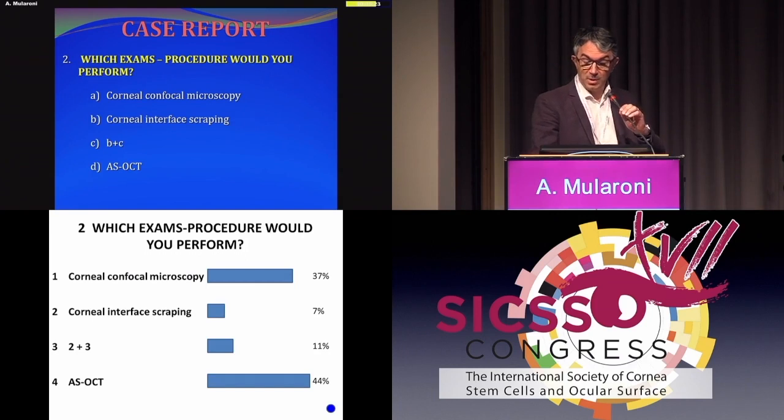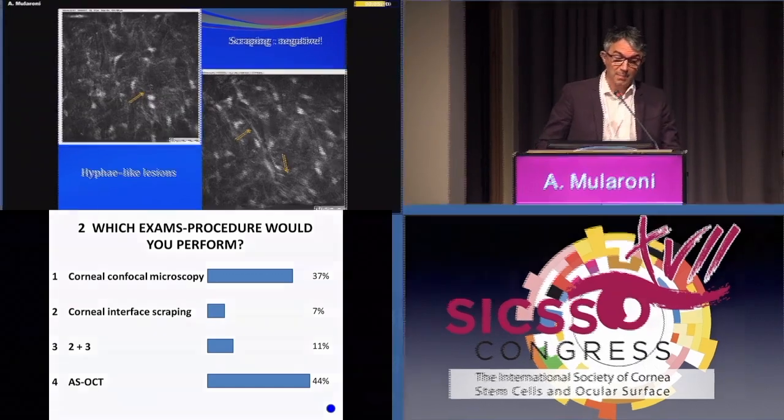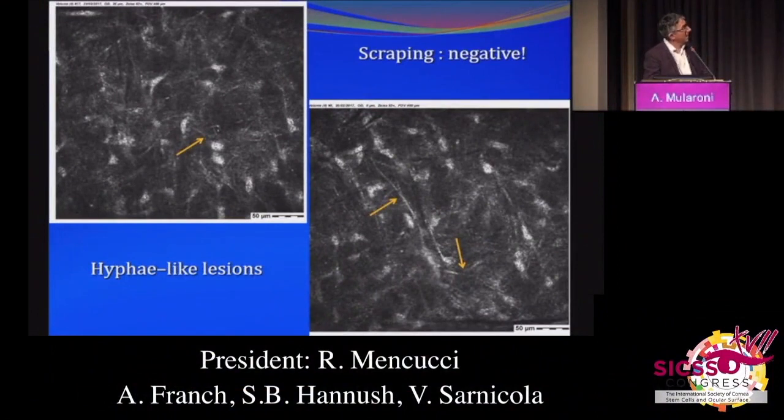So, confocal microscopy, okay, we agree, and many of you think that an OCT of the anterior segment might also be useful, which actually is what we did. So we continue. The scraping, as we expected, was negative, whereas the confocal microscopy showed these hyphae-like lesions that may be interpreted as lesions due to the presence of a fungus or a yeast.